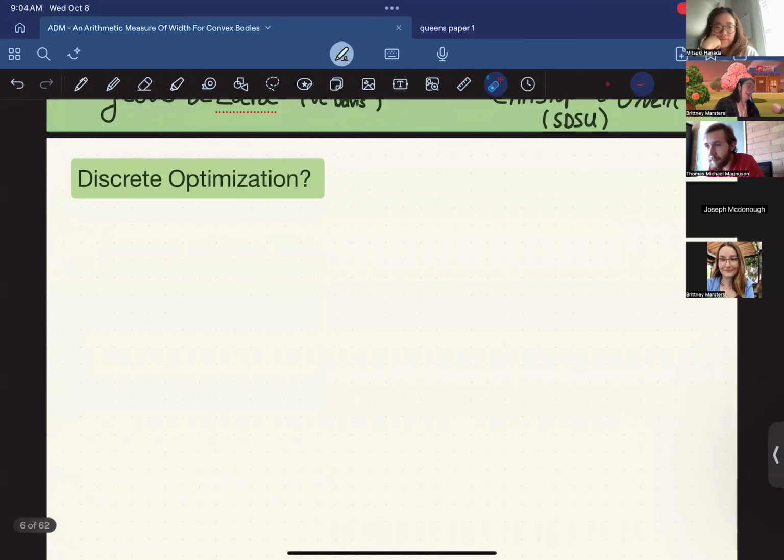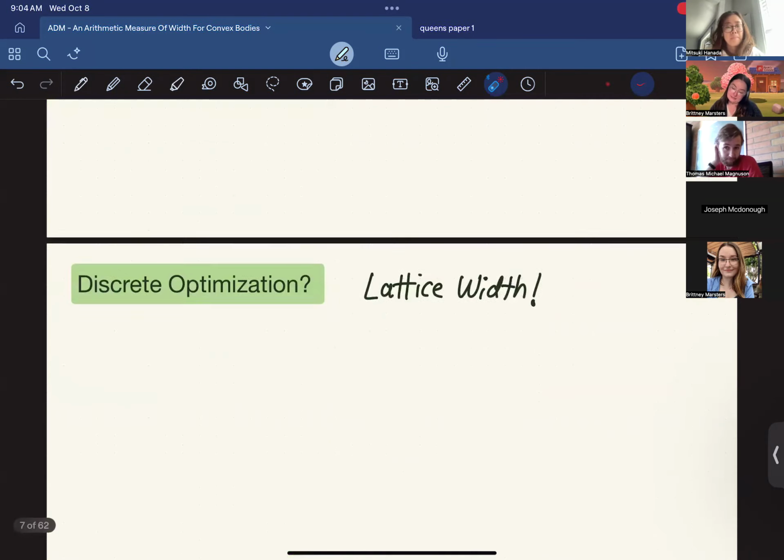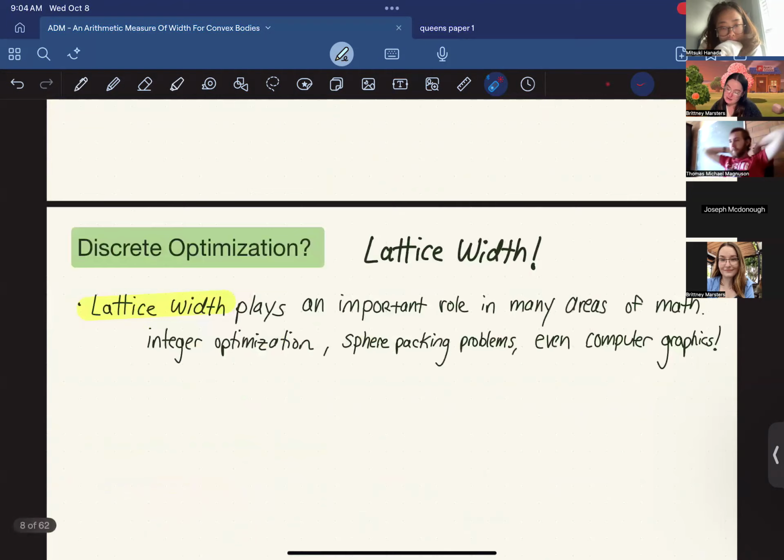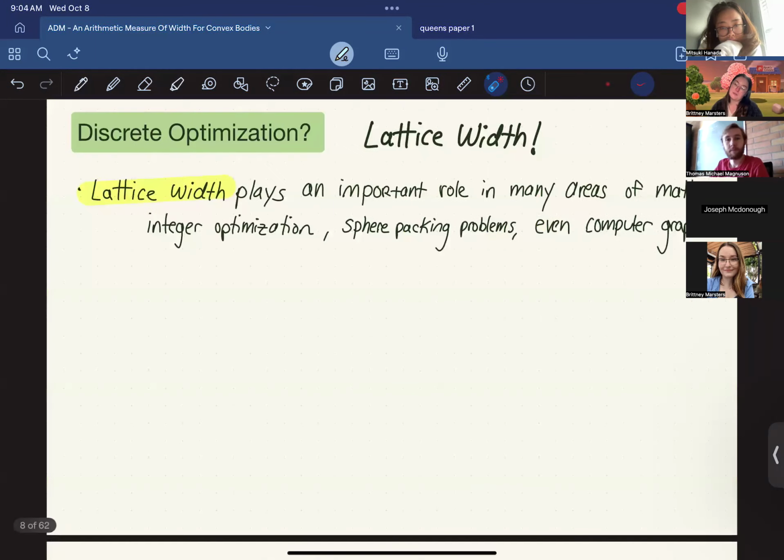All right. So first, let's talk about discrete optimization. It's a stranger place to take inspiration from, I think, than many of us are used to thinking about. And we take inspiration from an idea called lattice width. Lattice width appears in many important areas in mathematics, specifically in something that we study called integer optimization, but it even appears in sphere packing problems and, strangely enough, in computer graphics.